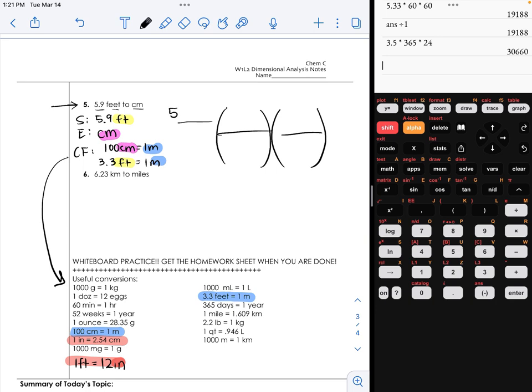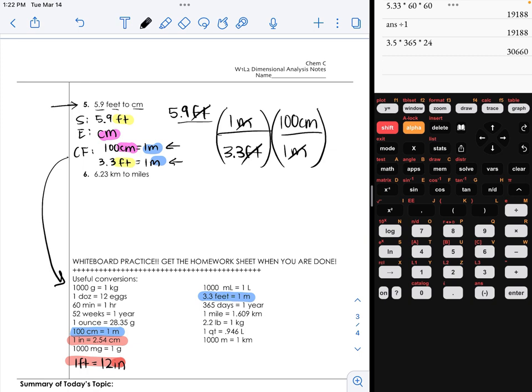Okay, I'm going to start with 5.9 feet. That's what we defined as our starting point. Now I need to cancel out feet, so I'm going to take my conversion factor that has feet in it, and I'm going to put the 3.3 feet on the bottom and the 1 meter on top. That way my feet cancel out. Now I'm in units of meters, but I need to go to centimeters, so I got to use my second conversion. I'm going to put the 1 meter on bottom so that I have a meter on top and a meter on bottom, and they can cancel. And then I'll put the 100 centimeters on top.